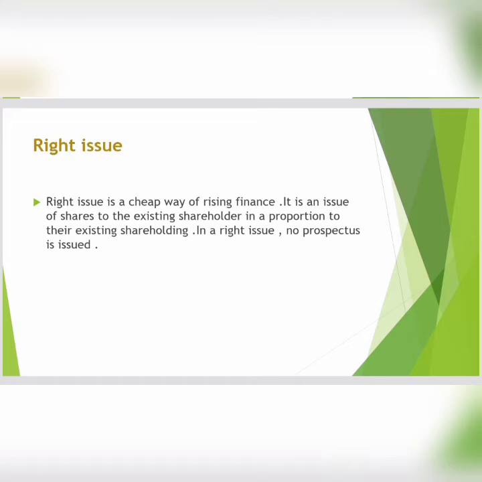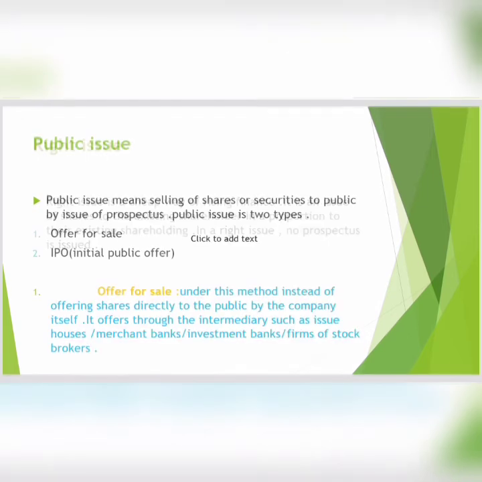Next, public issue. Public issue means selling of shares or securities to the public by issue of a prospectus. Public issue is of two types. The first one, offer for sale, and the second one, IPO, initial public offer. These are the two types of public issue.